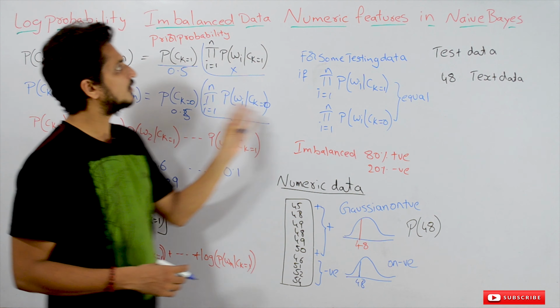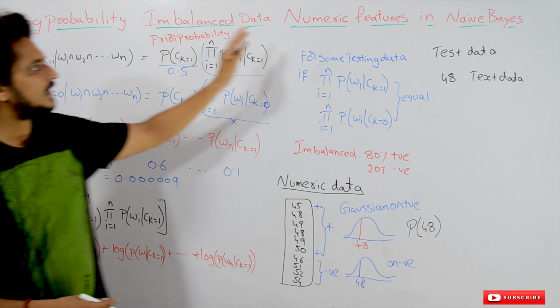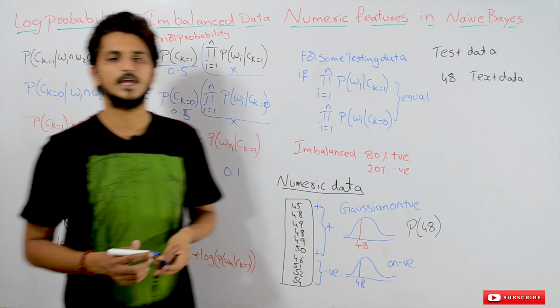This is all about log probabilities, imbalanced data and numerical features in naive Bayes.